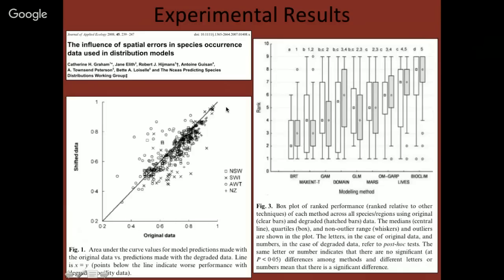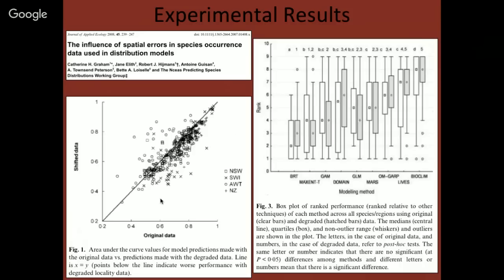And all I want you to see is that the models, for the most part, got worse, which is to say most of the points in this two-dimensional space fall below the line of equal performance. And that means that introducing error made those models perform less well.